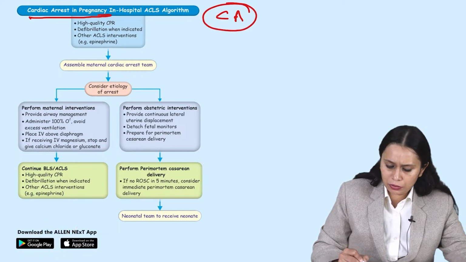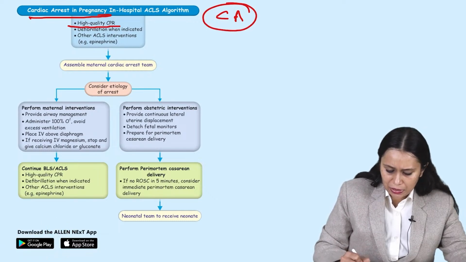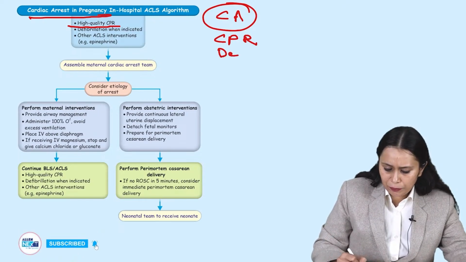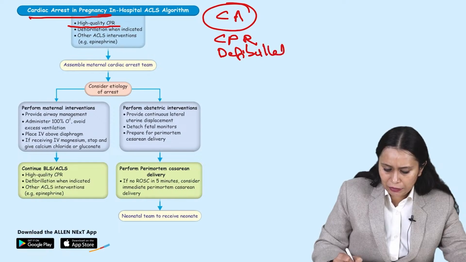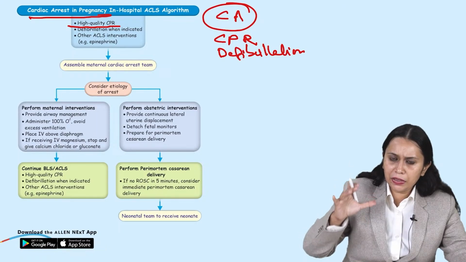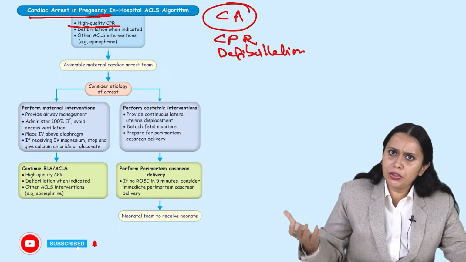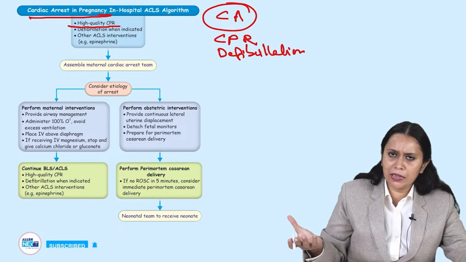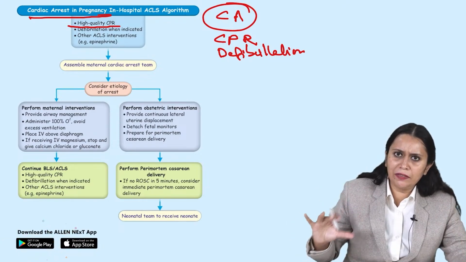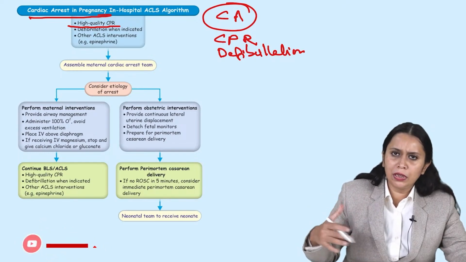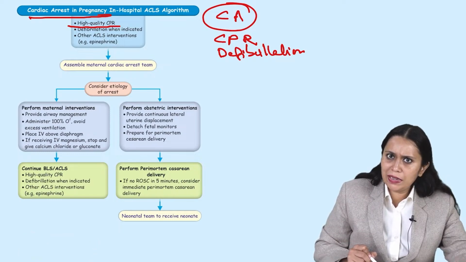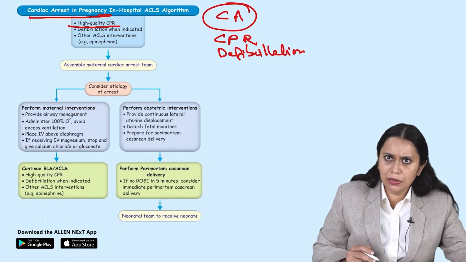So what do we do? We start with high quality CPR. We defibrillate if it is indicated. We attach a defibrillator, and if it is a shockable rhythm, we give a shock like in any other cardiac arrest management, same thing, right? And other ACLS interventions like giving adrenaline and amiodarone, etc. So everything is the same. But what is special which we do in the pregnant lady?